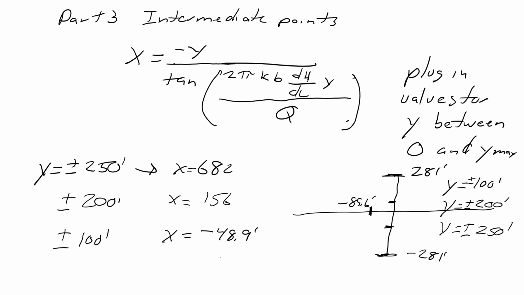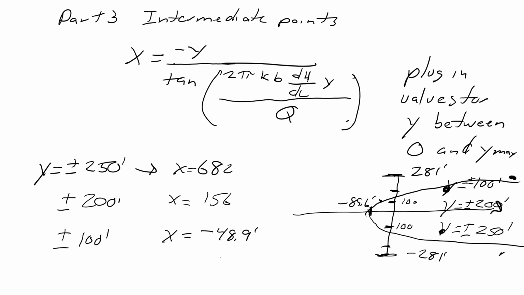So what it's saying is that when y is, let's say, 100 right here, plus or minus 100, your x value will be over here, negative. When y is at 200 feet, let's say right there, your x value is 156 feet, so it would be somewhere over here. When y is at 250 feet, it's going to be maybe right there, and right there it's going to be 600 feet this direction. So what that gives you then is sort of a perfect shape.